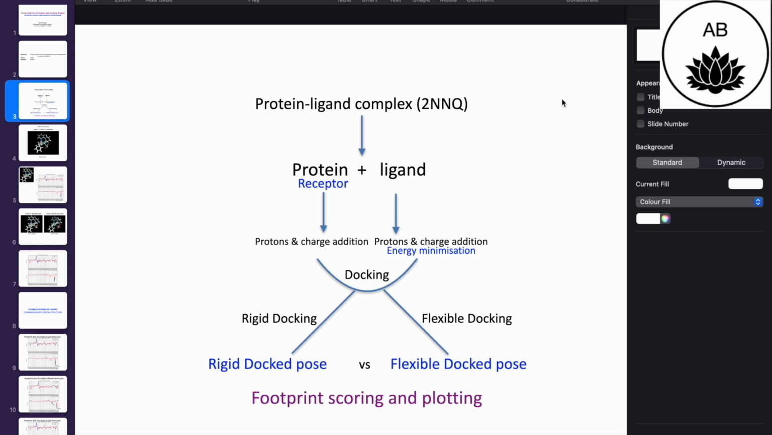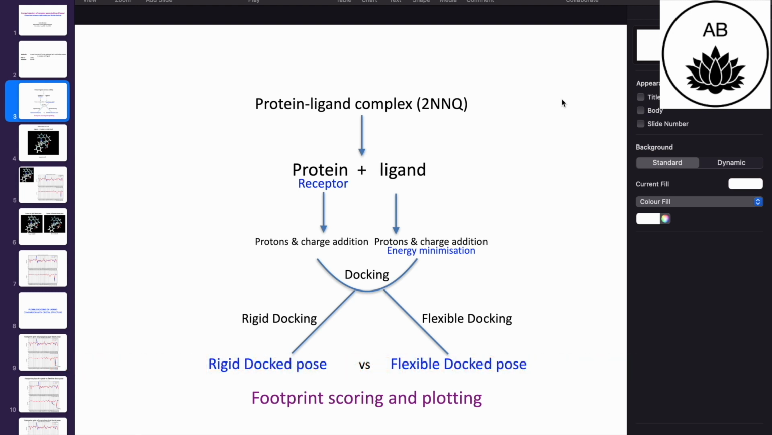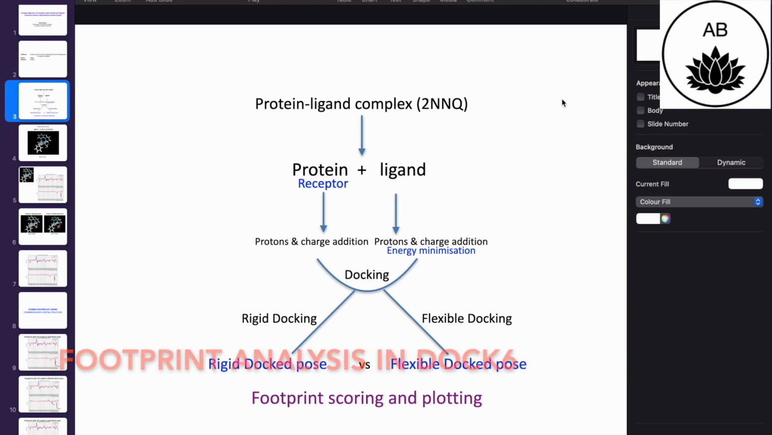I docked the prepared protein receptor with the prepared ligand. Preparations of the receptor and the ligand were done in Chimera. And there are two ways of docking it: rigid docking and flexible docking. There are different scripts within the software for going through these two different protocols. And then finally, I compared the rigid docked pose with the flexible docked pose via footprint plotting.